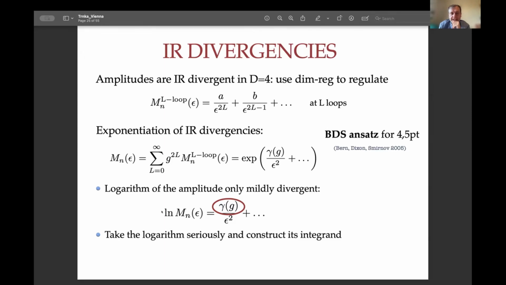But this is for the integrated amplitude, already regulated in dimensional regularization. So let's now think about, can we construct an integrand for the logarithm of the amplitude prior to integration? Okay.